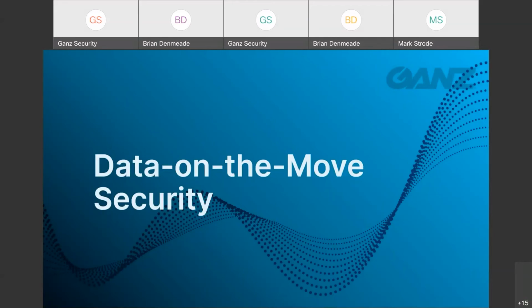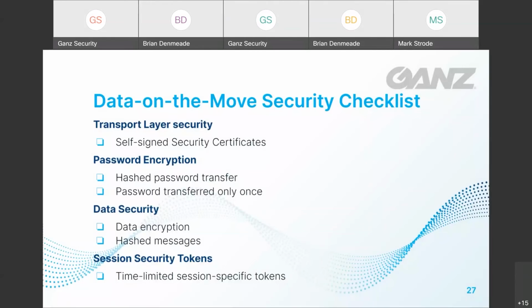Okay, data on the move, we kind of touched upon already. Here is a checklist to confirm that you have good security, or to help, again, deter cyber criminals. You want to have transport layer security. This is the HTTPS, which requires self-signed certificates or custom certificates, or even a third-party company that specializes in creating the security certificates. Without these certificates, the communications is not going to be accepted at the receiving end. It may get transmitted, but you're not going to be able to do anything with it if you don't have the proper certificate.